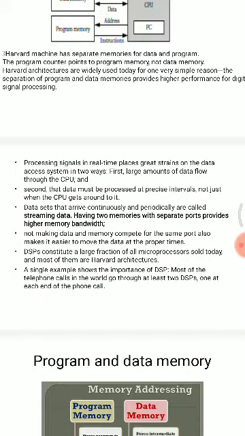A simple example of a DSP processor: telephone calls in the world go through at least two DSPs, one at each end of the phone call.